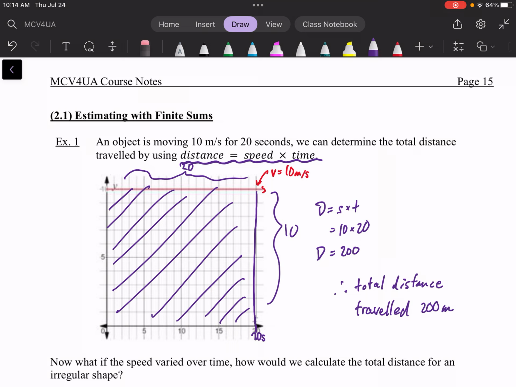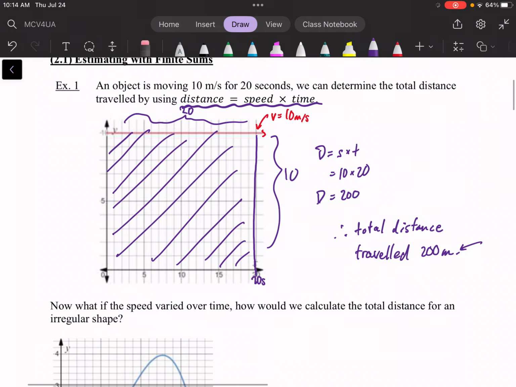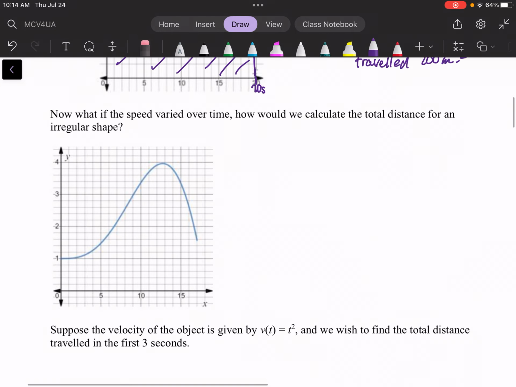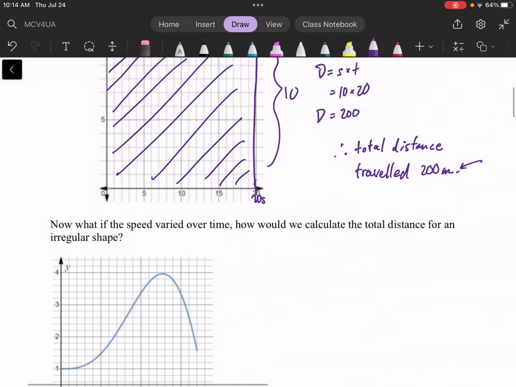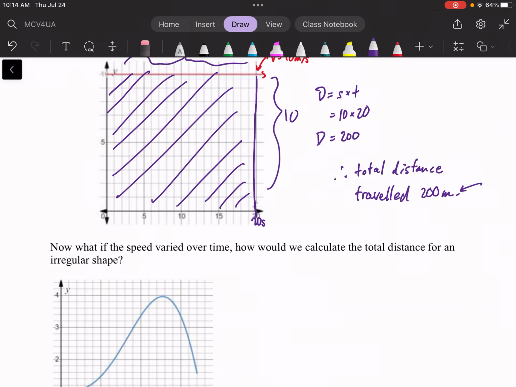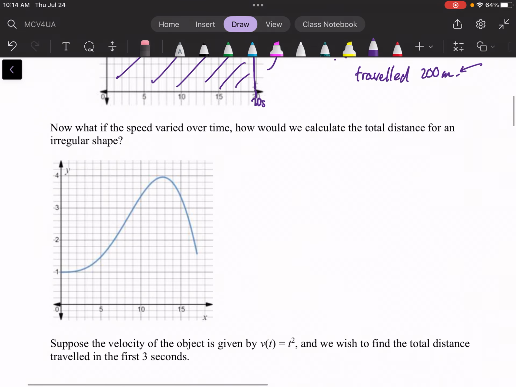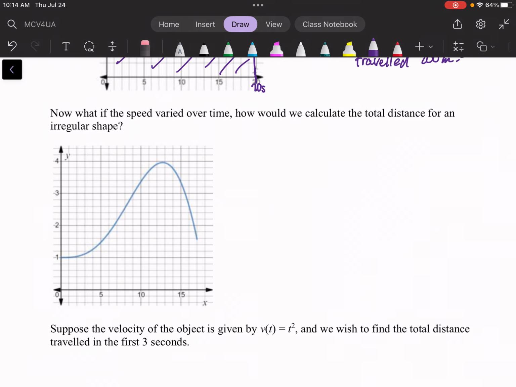One other thing you notice is this unit is in meters, not meters per second, not seconds. It's in meters. Now what if the shape turned out to vary over time? What if it didn't turn out to be linear, just horizontally linear like this one? What if it's a curved shape like this blue curve that I have right here?